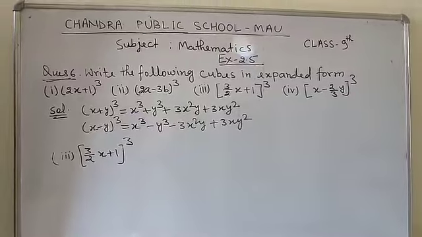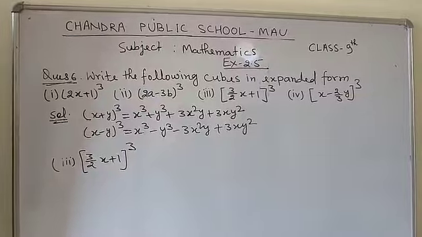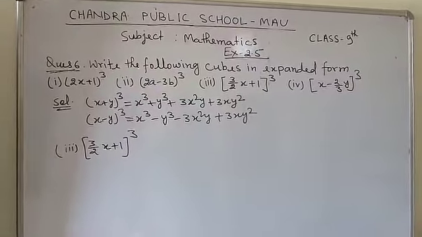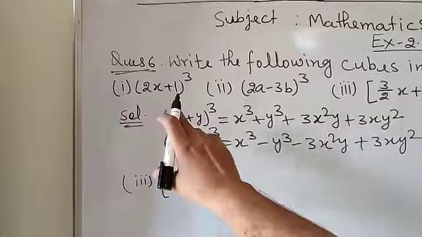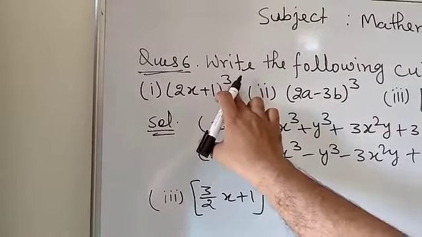Welcome once again students. Now I am going to discuss question number 6 of exercise 2.5. Here it is given: write the following cubes in expanded form. So here again you need to expand, but here it is the cube of two terms. Two terms are given in the bracket and you need to find the cube.